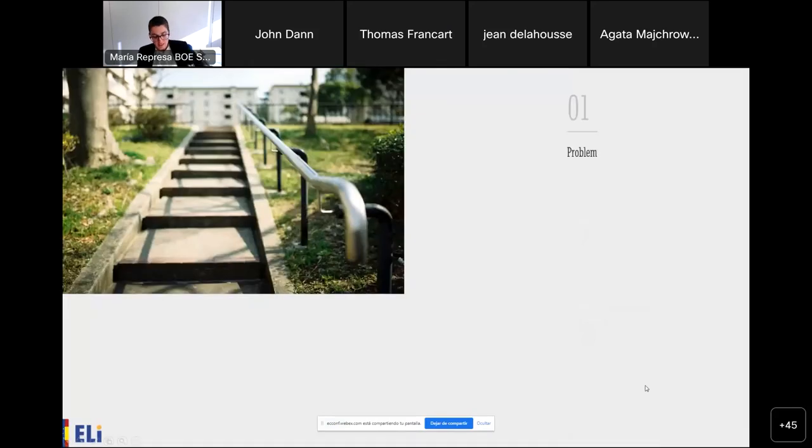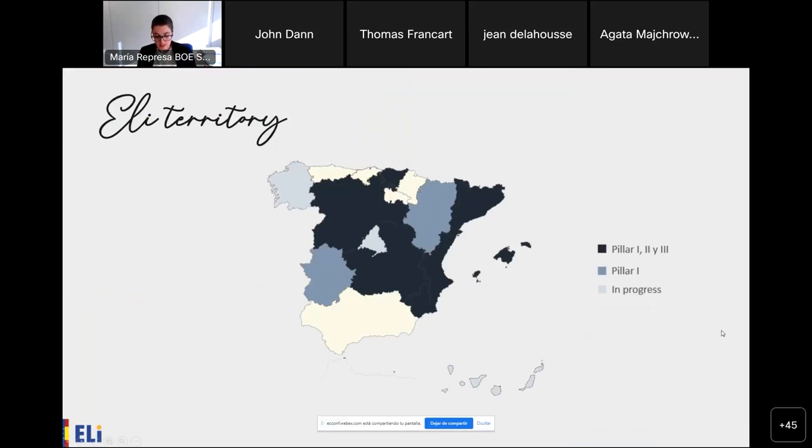So we defined the problem and designed a solution. Then it was time to implement. Each autonomous community is implementing this solution according to their situations and means, although the commitment is to implement it as soon as possible. Currently, the state and 9 autonomous communities have assigned ELI to their rules. In addition, apart from the state, 7 of them have taken the step of developing Pillar 2 and 3.